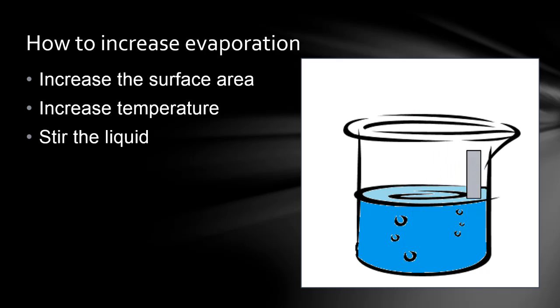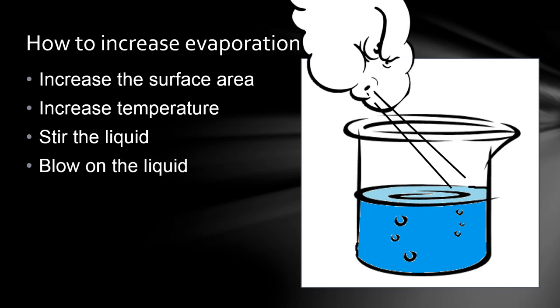We can stir the liquids. Stirring removes the slower molecules from the surface and allows faster moving molecules in the middle of the liquid to reach the surface and then escape. Or we can blow on the liquid. This removes a thin layer of water vapor trapped at the surface of the liquid and allows the liquid molecules to bounce through them and escape.